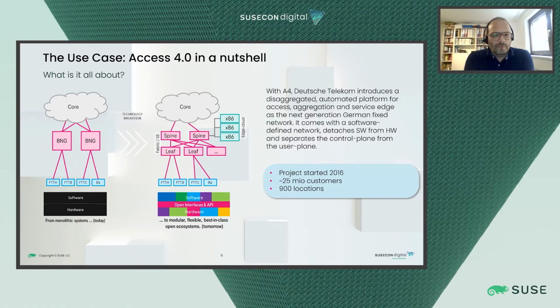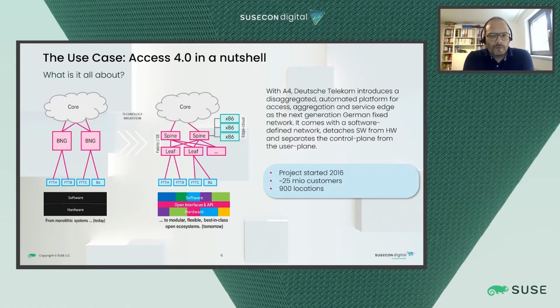So what is the project about? If you take a look at this vendor-locked and monolithic system on the left side, you see there's a central component called BNG, which is the broadband network gateway between the customer and our IP core. And as you can see, there's a very black box underneath covering software and hardware, which is usually from one vendor.